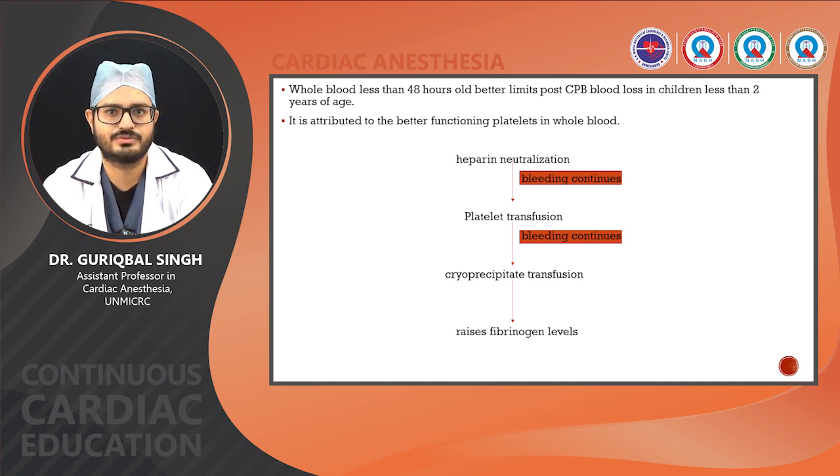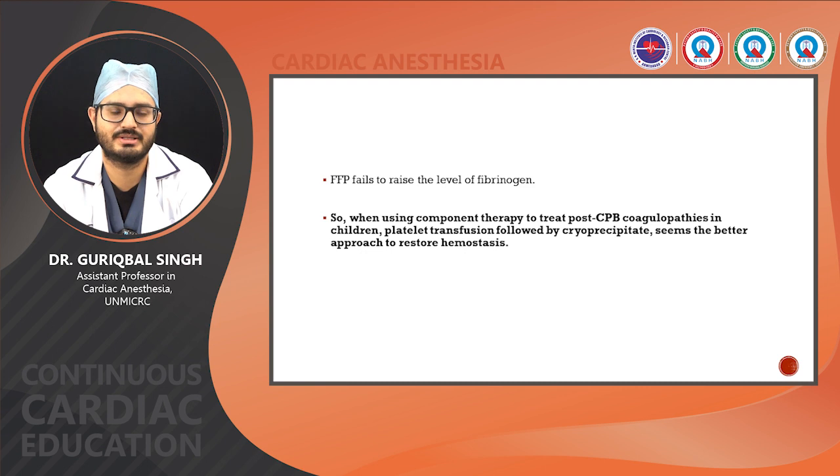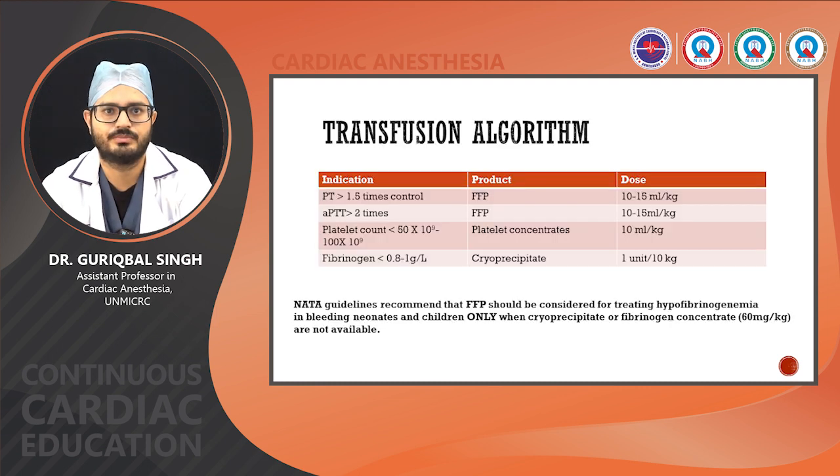So first we have to neutralize heparin. If bleeding continues, we should give platelets. If still the bleeding continues, we can go with cryoprecipitate, and then we must raise the fibrinogen level. FFP fails to raise the level of fibrinogen. So when using component therapy to treat post CPB coagulopathy in children, platelet transfusion followed by cryoprecipitate seems the better approach to restore hemostasis. So PT, if it is more than 1.5 times the control, we should give FFP, which is 10 to 15 ml per kg.